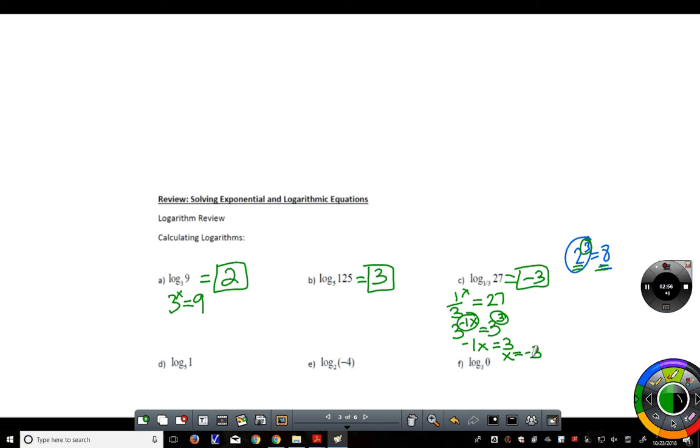Okay? So you either remember what different exponents do, like this must be a negative to flip this over, and then I know 3 to the third is 27. Or you write it out like this and try to rewrite them with the same number as the base so you can set the exponents equal to each other. Okay? All right, what about part D?